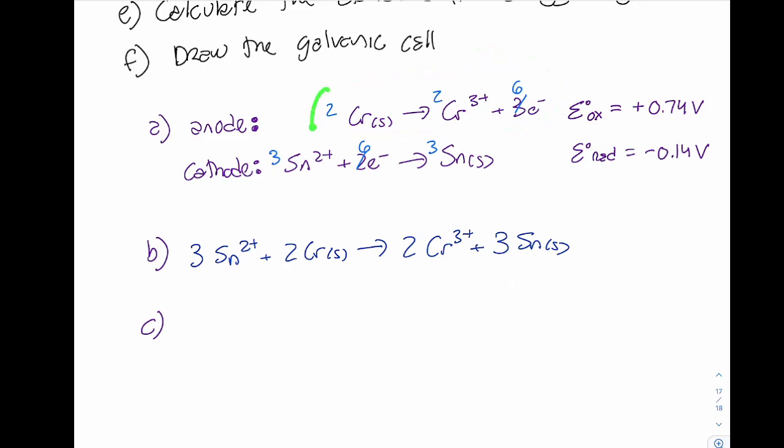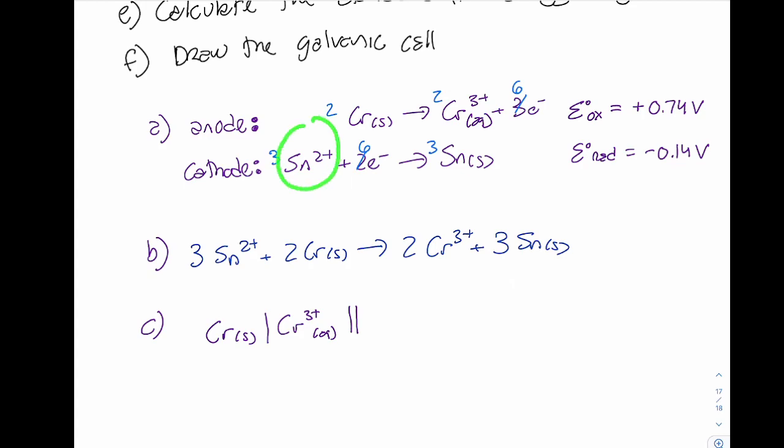You don't actually have to put the 2's when you're writing the shorthand notation. We can just use chromium instead of 2 chromium. So I'm going to have chromium solid. The next thing I'm going to write is chromium that's in aqueous solution, so a different phase. So we do put that vertical line between them. And then my salt bridge symbol. Cathode comes next. Again, you don't need to write the coefficients.